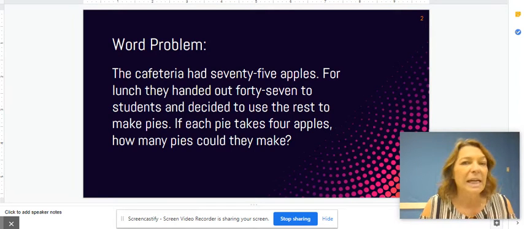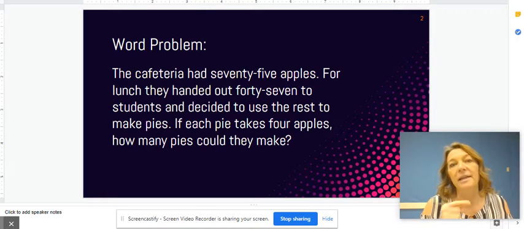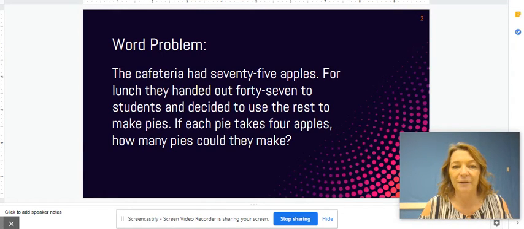Pause right here and see if you can solve this on your own. Remember to try your hardest and then come back and we'll solve it together. All right, well, welcome back. Let's see if we can solve this together.